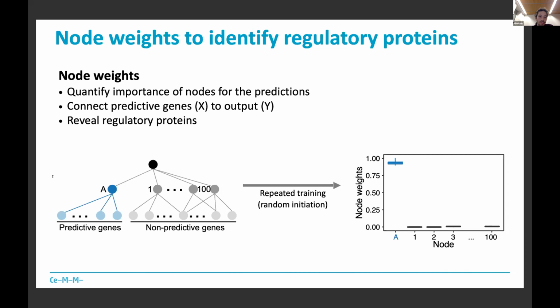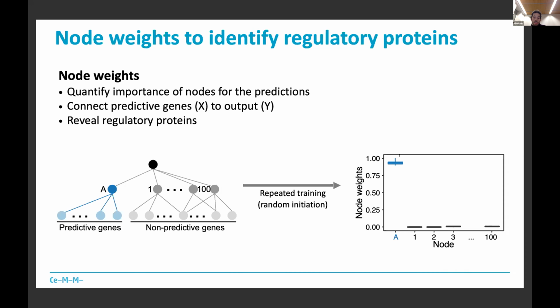And to show that this works, I simulated a very simple network where I have one hidden node which is connected to predictive genes, predictive features, and a lot of other hidden nodes which are connected to non-predictive genes. And we can see that when we train this network, we get a large weight for node A. And we also see that when we repeat this training, so when we start again with random initiation, which is the basis of neural networks, of course, we always get a large weight for node A.